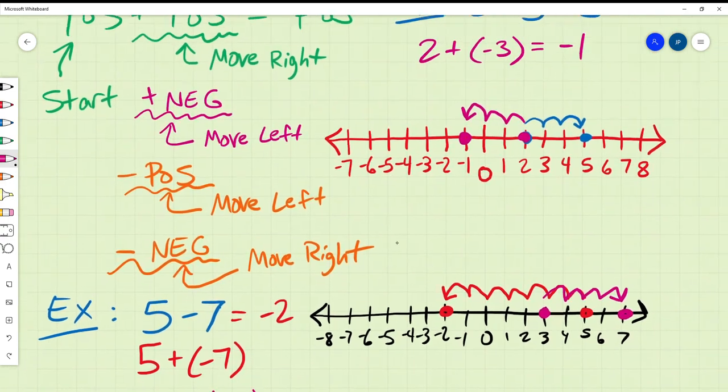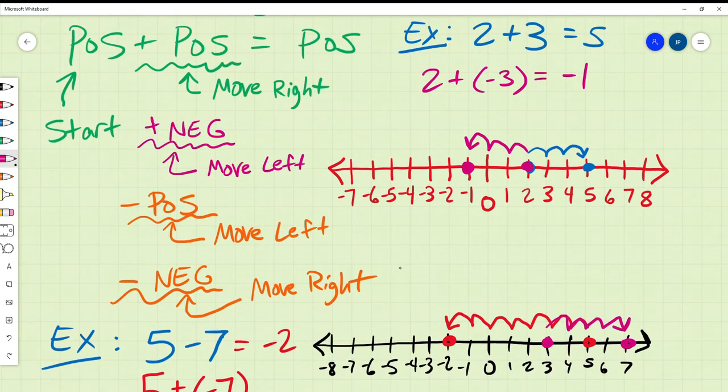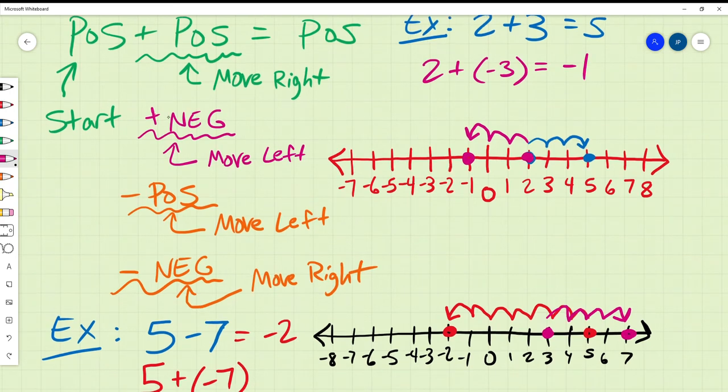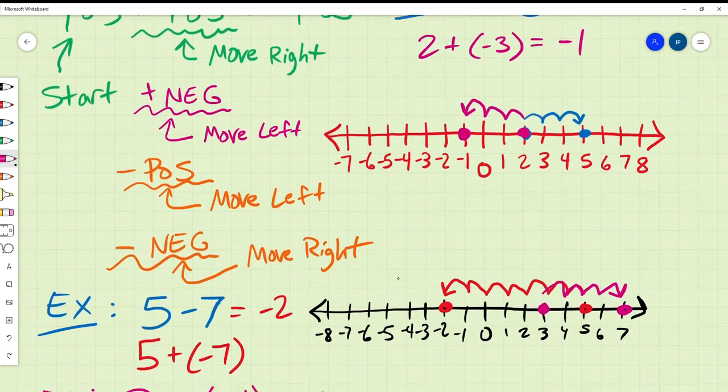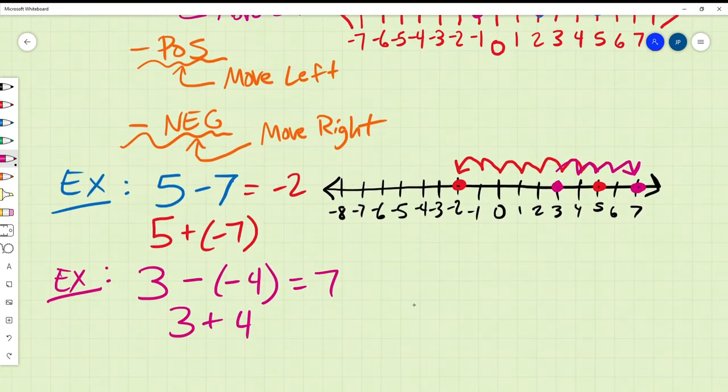And let me go back up here. Remember, wherever you start on the number line, ask how are we going to move? Are we adding a positive? We're going to move to the right. Adding a negative, we'll move to the left. And then just remember that when you're subtracting, it's the opposite move of when you're adding. So minus a positive moves to the left, and minus a negative moves to the right.